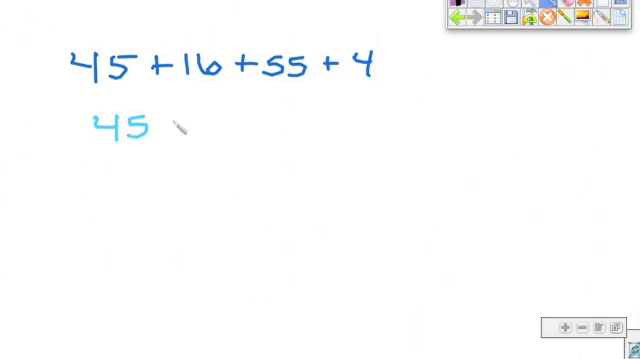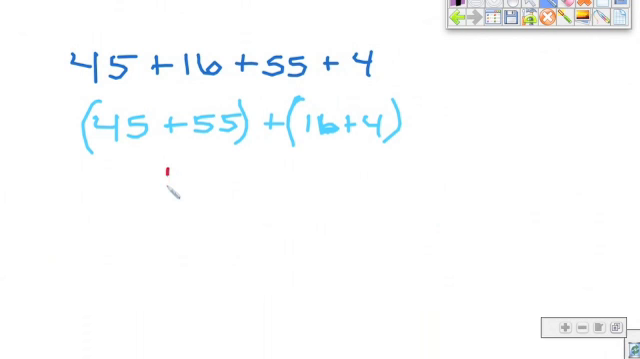I could even do 45 plus 55, because those are both 5 numbers. They'll be a little easier to add, okay? And then I can even do plus 16 plus 4, because again, these are both even type numbers, so it makes my addition a little easier. So group these two guys together. My pen is not working here today. There we go. Okay. And now I can go ahead and add these together.